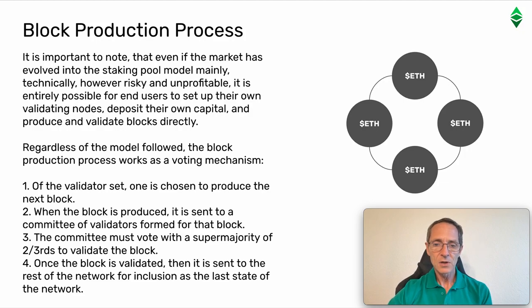Regardless of the model followed, the block production process works as a voting mechanism. One, of the validator set, one is chosen to produce the next block. Two, when the block is produced, it is sent to a committee of validators formed for that block. Three, the committee must vote with a supermajority of two thirds to validate the block. And four, once the block is validated, it is sent to the rest of the network for inclusion as the last state of the network.